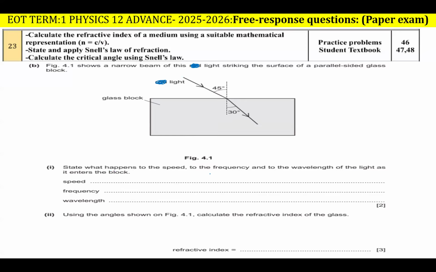So what happens to the speed, to the frequency, and to the wavelength of light as it enters the block? We can say that light is traveling from one medium, maybe I can say this is air and this is glass. As the light is passing from one medium to another medium at an angle of incidence, it will be refracted. And during refraction, the speed changes. Whenever refraction happens, or whenever light moves from one medium to another medium of a different refractive index, there's a change in the speed. If it is from air to glass, its speed decreases.